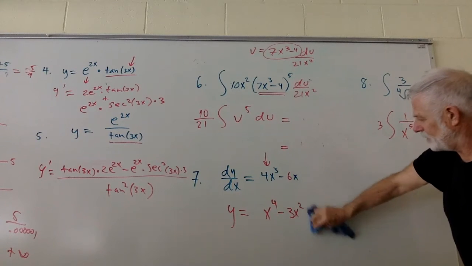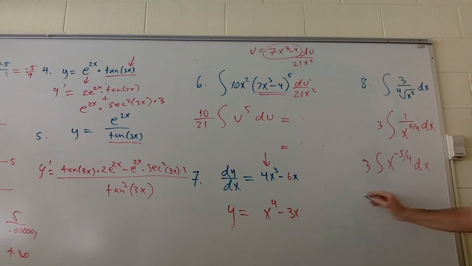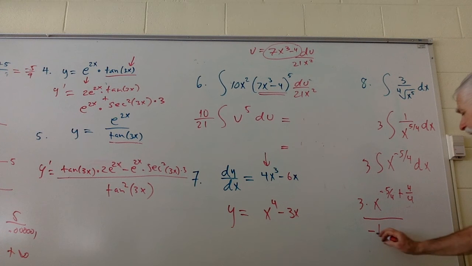We've been talking about this in class quite a bit. Not sure what to do with it? Rewrite it. 3 times the integral of x to the minus 5/4 dx. I think we're ready. 3 times x to the minus 5/4 plus 1. I think we want to write 1 as 4 over 4. Right now I have negative 1/4. So that's what I'm dividing by, negative 1/4 plus c.